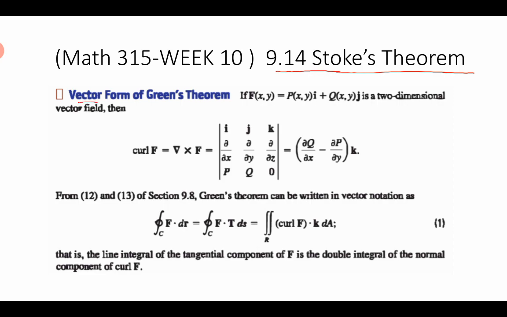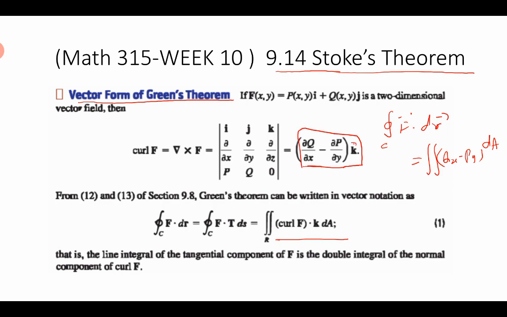The vector form of Green's theorem has been given here. Green's theorem, we know, is the integral over a closed curve C of F dot dr, which is equal to the double integral of Qx minus Py dA, isn't it? So here we are getting a different version of Green's theorem, where Qx minus Py times the k vector is curl F. So curl F dot k will give you Qx minus Py.